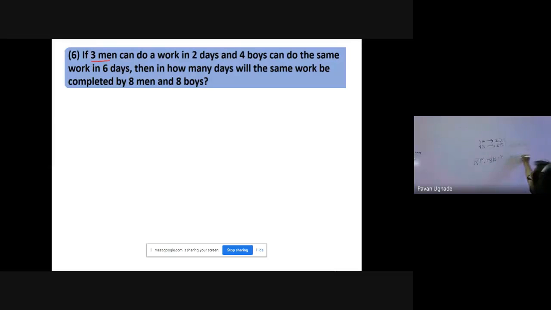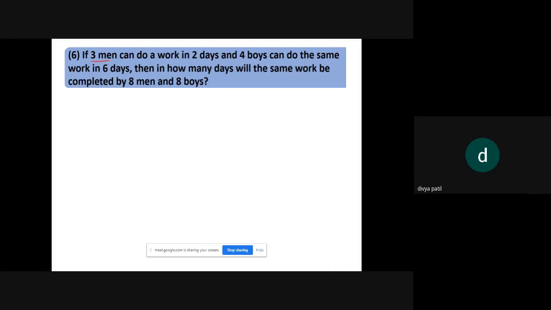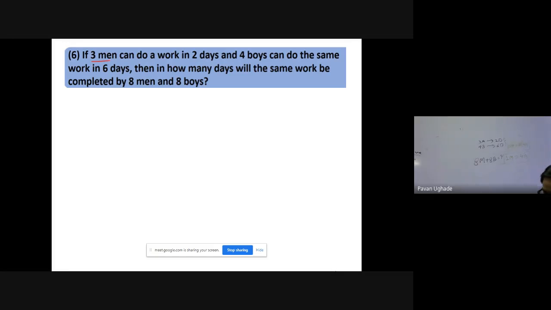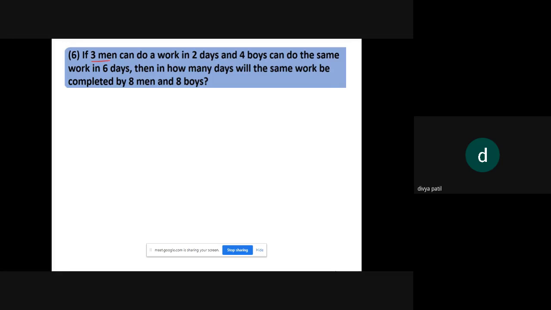One man is equivalent with 4 boys. Are you able to find out this relation? One man, yeah, please, sir, write it below, sir.